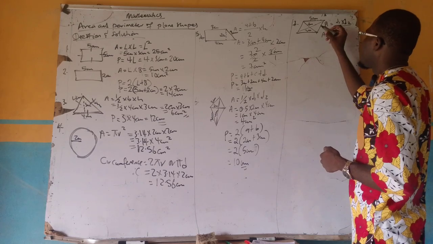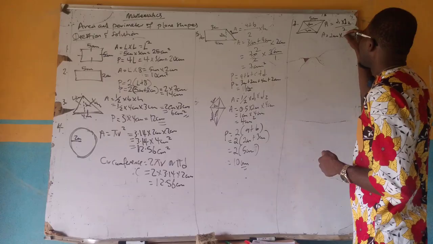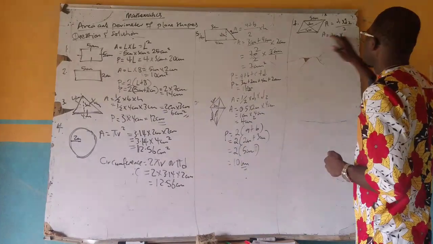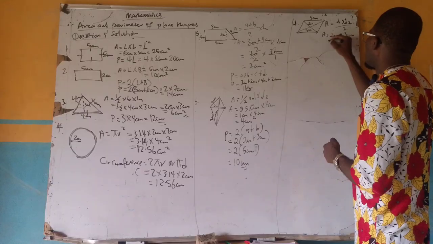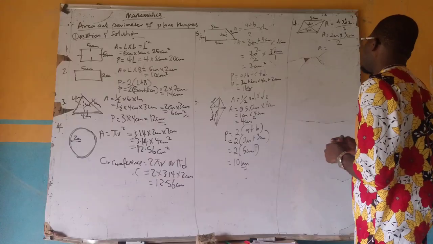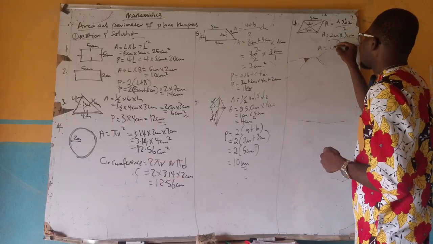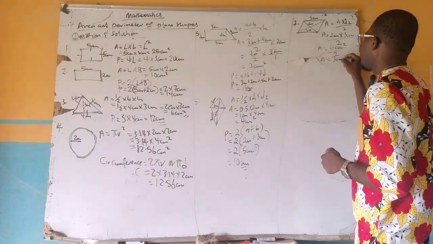What is d1? D1 could be the shortest side, which is 2 centimeter. D2 is 3 centimeter, the longest side. That's named as the diagonal line. Divided by what? 2. So A is equal to 3 times 2, which gives us 6. So that's 6 centimeter square divided by 2, which gives A equal to 3 centimeter square.